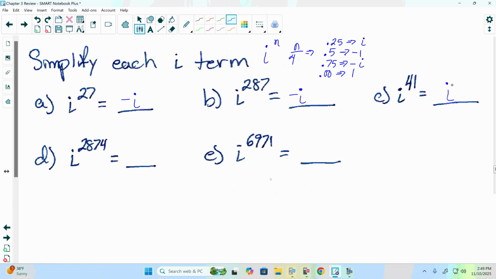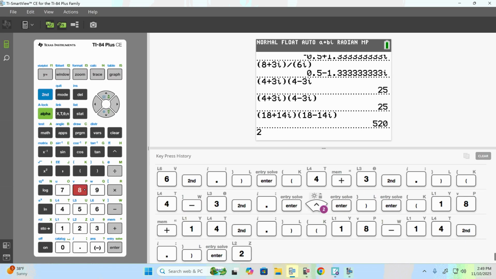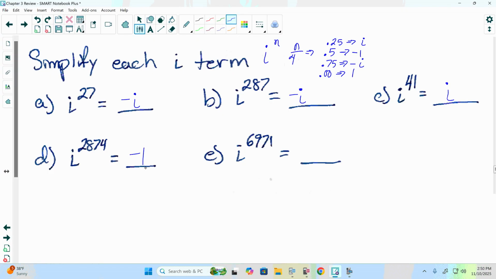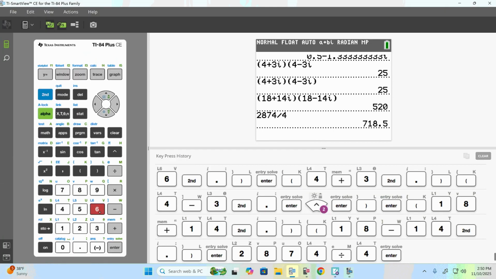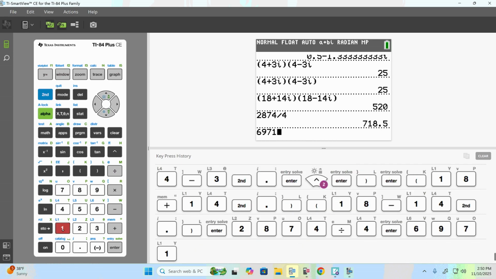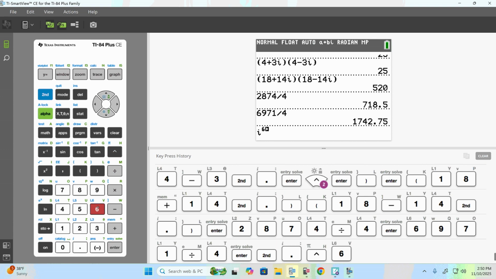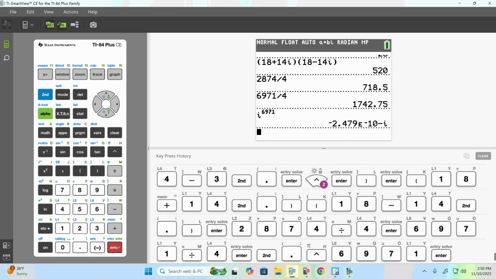2,874. 2,874 divided by 4 is 0.5, so that would be -1. And 6,971, I think that's also negative i. 0.75, so negative i.